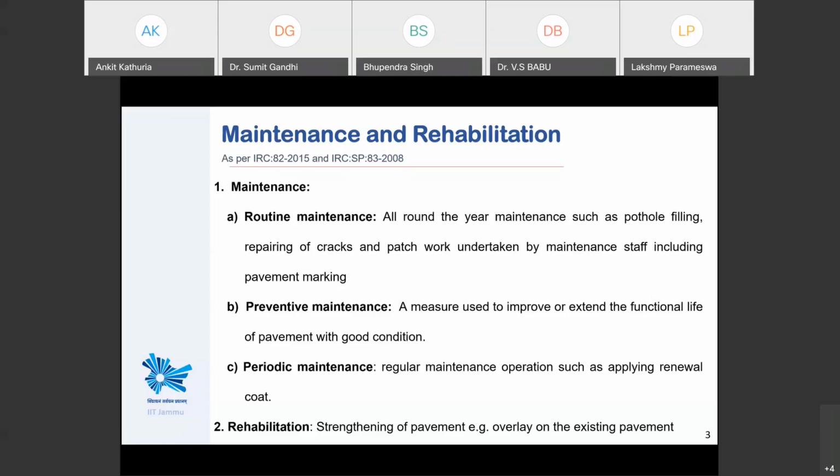The second one being the preventive maintenance or preventive measure, which is a measure used to improve or extend the functional life of the pavement. And the third one being the periodic maintenance, which deals with the regular maintenance operations such as applying a renewal coat. Apart from maintenance, second is the rehabilitation, which IRC code suggests it to be strengthening of pavement. Example being the overlay of the existing pavement comes as part of the rehabilitation.